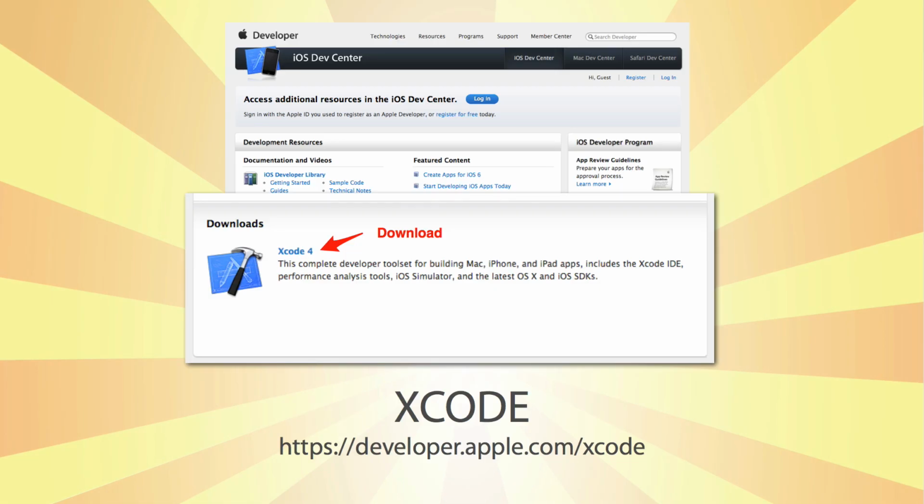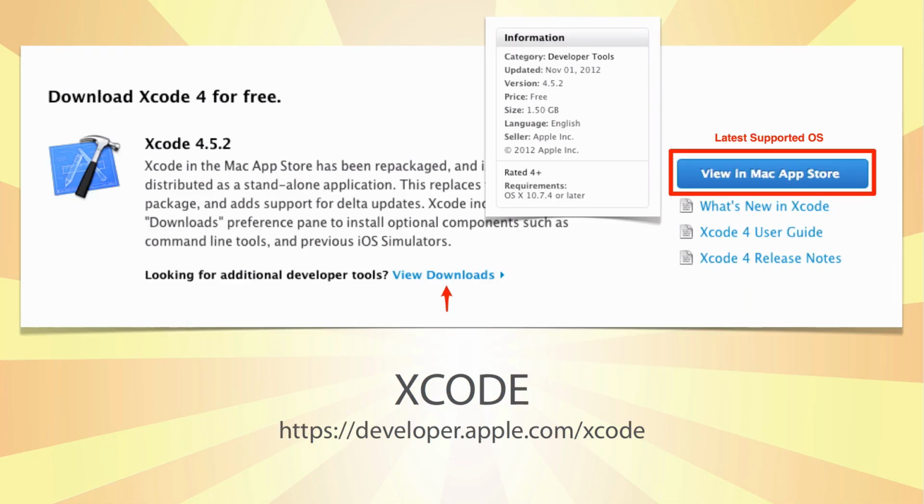Once you're logged into your developer account, look for the Xcode download link in the iOS Dev Center. Click on the View in Mac App Store button to download the latest version of Xcode. If you're using an older operating system, click on the View Downloads link to download a version of Xcode that works with your operating system.